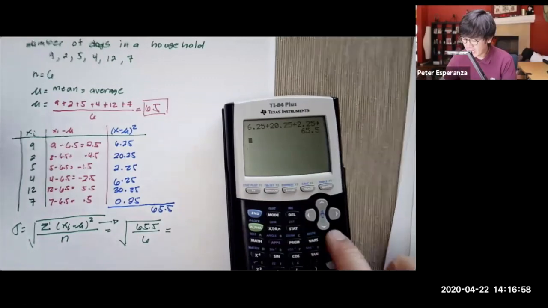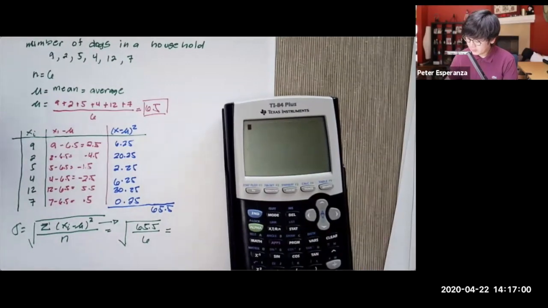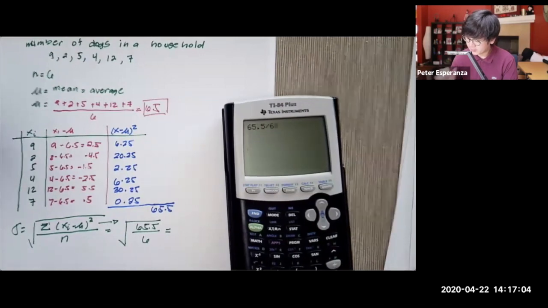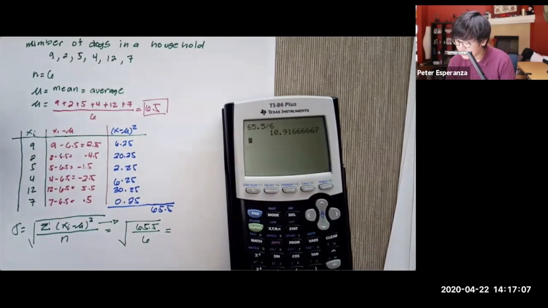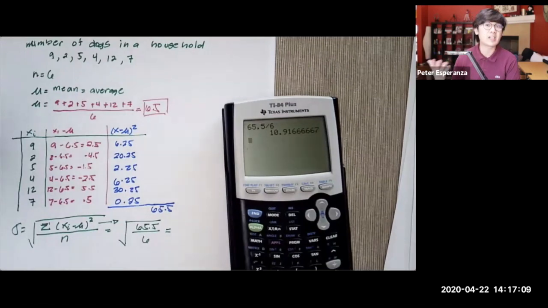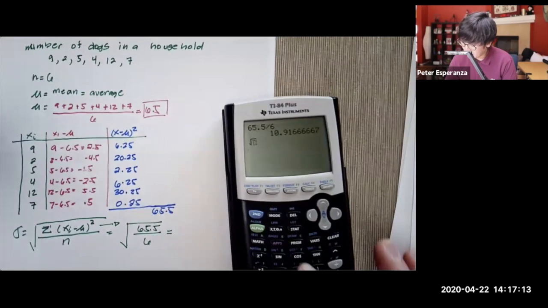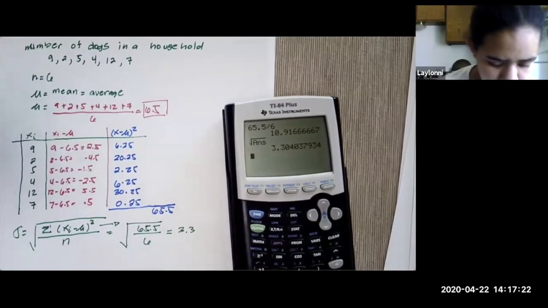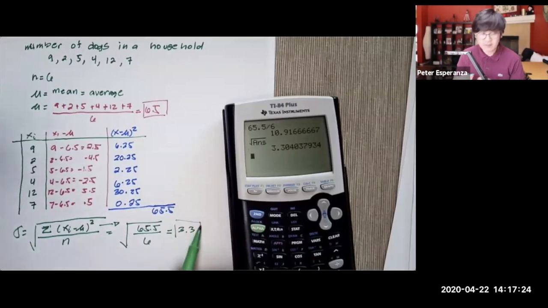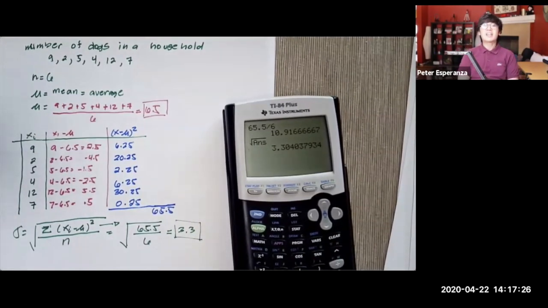I'll do it in my calculator. 65.5 divided by 6 is equal to 10.9166667, and then I'm going to take the square root of it. Second function in my calculator, 3.3. And that is the standard deviation. So that is how you calculate your standard deviation.